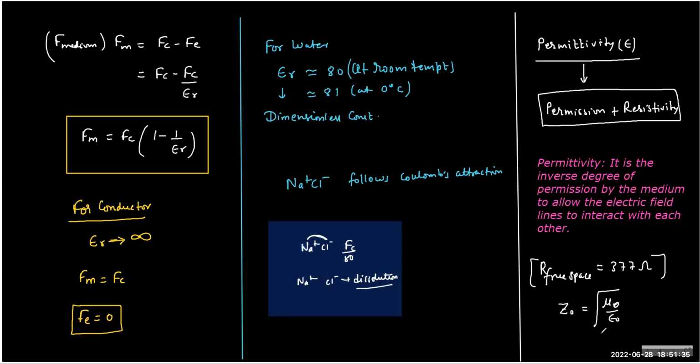So when we talk about magnetism, we'll talk about the mu naught. Permittivity is the inverse degree of permission, and the more the value, the lesser the interaction. That's logical. Water offers a very high value, and so the interaction is the least. So Coulombic force will diminish with a greater value, and so, as we discussed, the ions will dissociate.